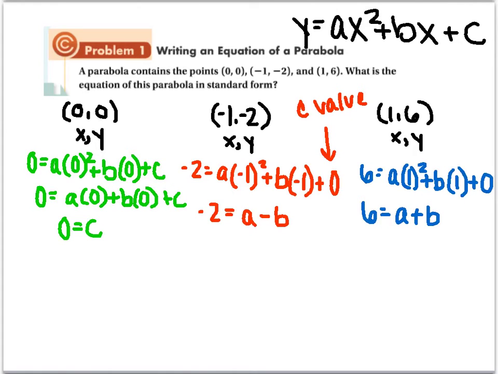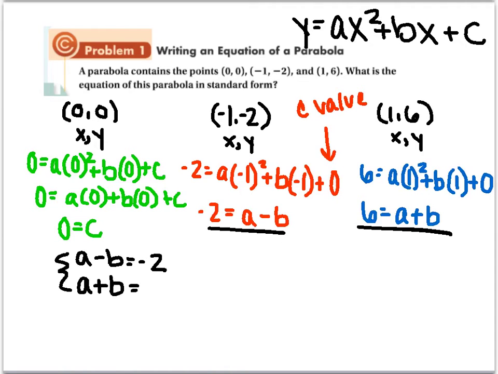Create a system of equations. Use these two equations and create a system. So we're using these and making ourselves a system. A minus b equals negative 2, and a plus b equals 6.